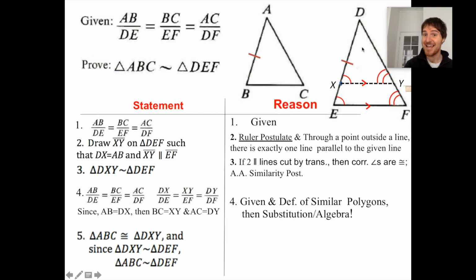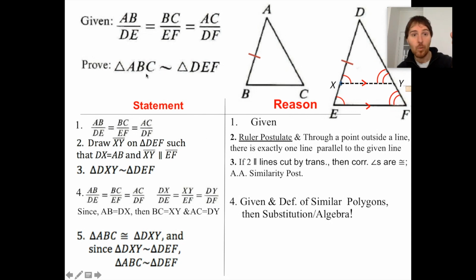Why? SSS. BC and XY we determined were the same in the last step. AC and DY, we determined those are the same in the last step as well. So those two triangles are congruent through SSS. And then, since triangle DXY is similar to DEF, we got that earlier in step 3, DXY is similar to DEF, and ABC is congruent to DXY. So remember, if triangle ABC is congruent to triangle DXY, ABC would be similar to DXY. DXY is similar to DEF.